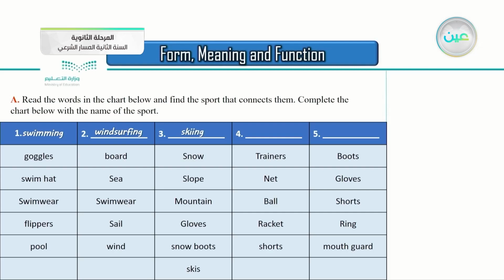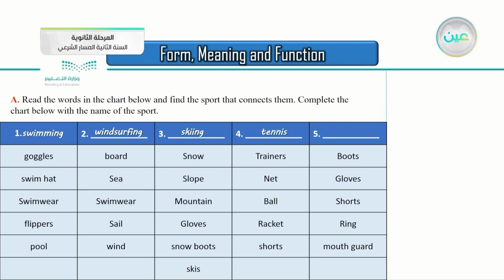Number 4, trainers, net, ball, racket, shorts. So you have a net, a wide one. You have a small yellow ball, and a racket to hit the ball with. Yes, that's correct. It's tennis.